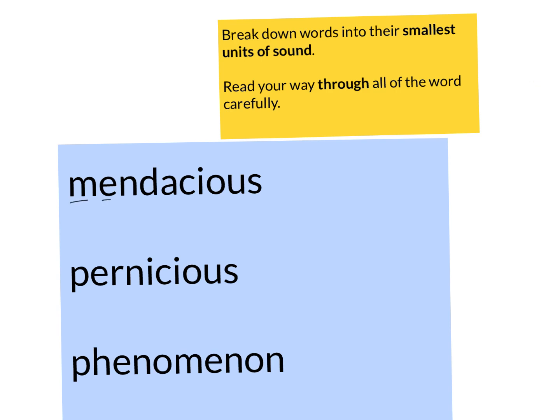M, E, N, D, E, sh, a, s. If we look at the code, we can see that the letter A on its own is one of the ways we get the A sound. And we can see that CI is one of the ways we get the sh sound. And we can also see that OU is one of the ways that we get the sound. Mendacious. And you can check this on the code.